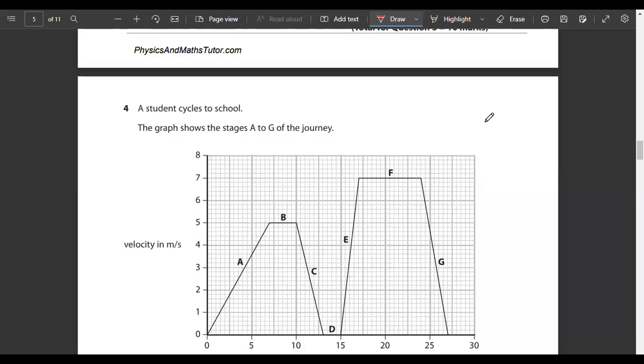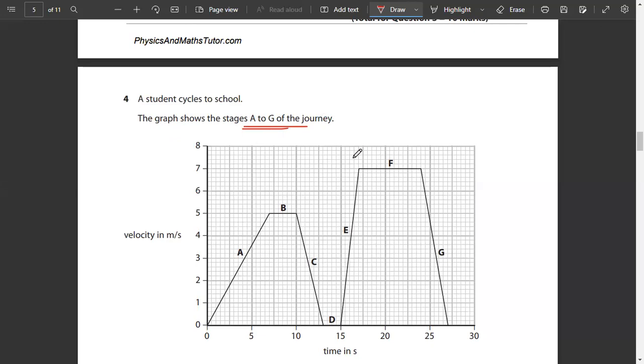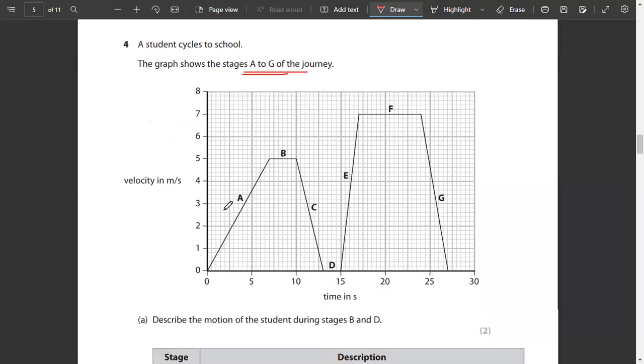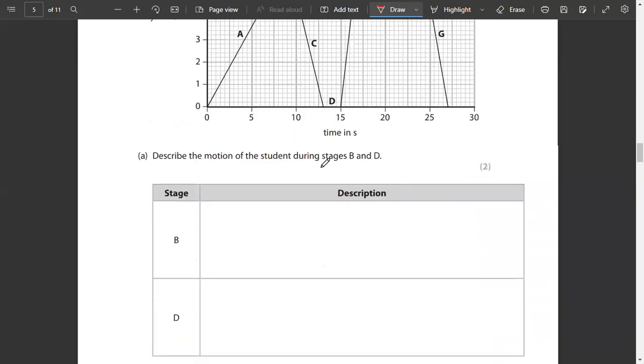Question number 4 says a student cycles to school. The graph shows the stages A to G of a journey. ये एक student है that is riding a bicycle. Part A, Part B, C, D, E, F, and G. Describe the motion of the student during stages B and D.